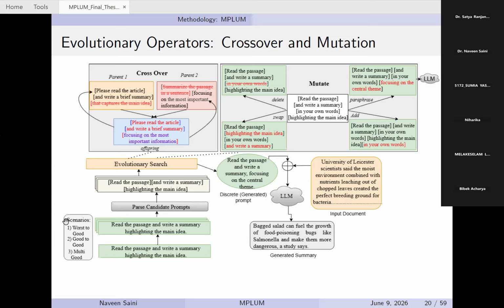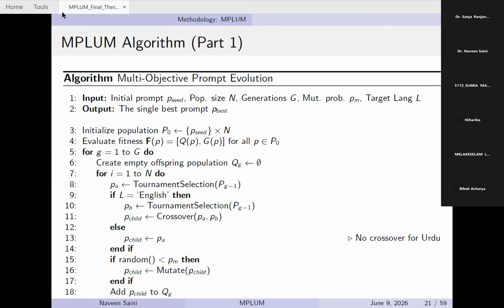So the procedure starts from here, starting from the candidate prompts, worst to good, multi-good, and then parsing the candidate prompt, then applying the evolution search, and then generating the new solution, then evaluating their quality. Like this, we keep on propagating until we get the best. So this is the overall algorithm, multi-objective prompt evolution.